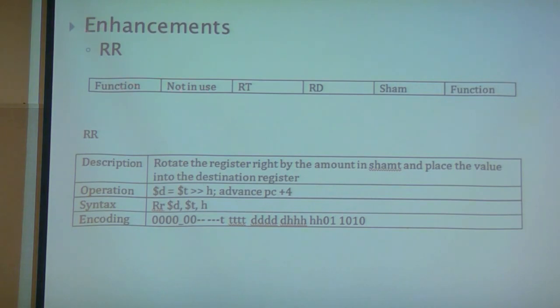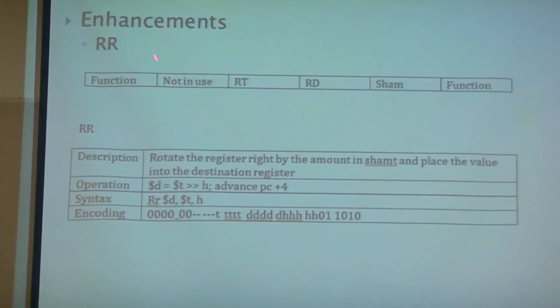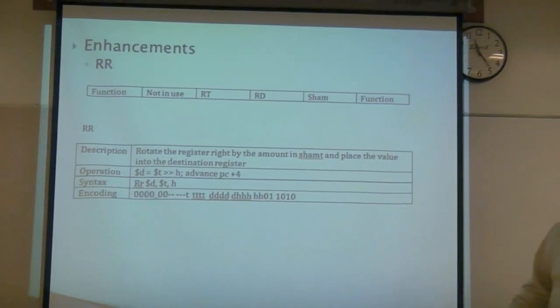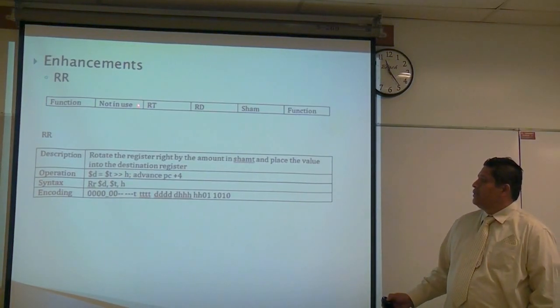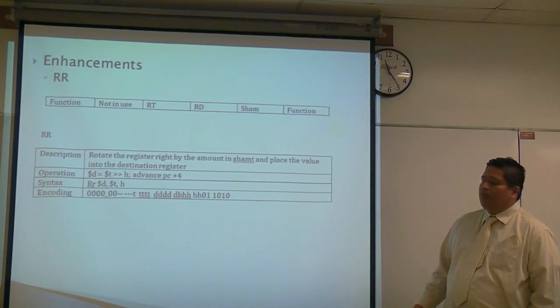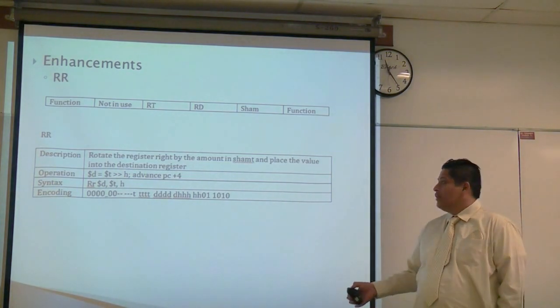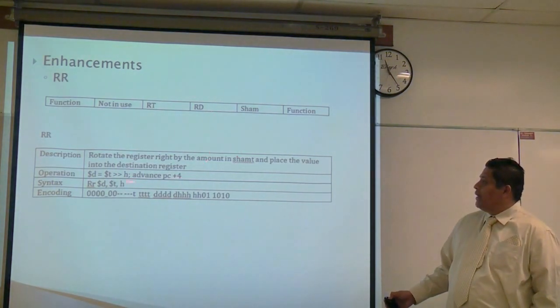We have rotate right, rotate left. And we use this field right here, shamt, so we tell how many rotations we want on each side. We're not using RS because we don't need it, because we're just shifting RT. But we need RD because RD will get the data that's coming. So that's where we're going to save all the data.